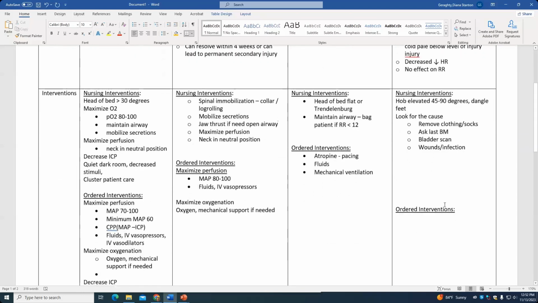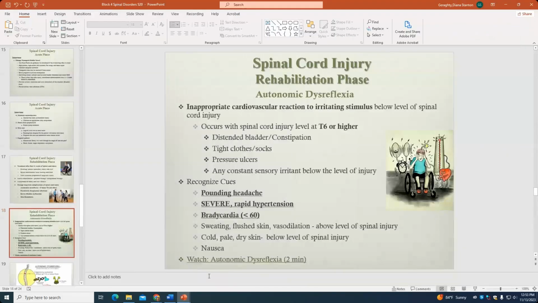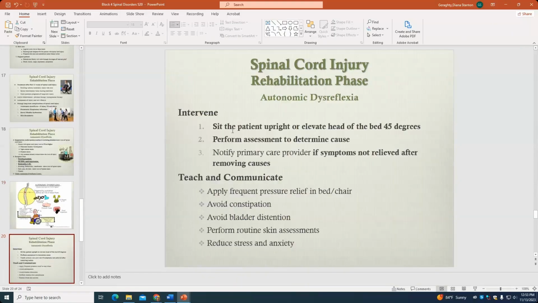What would ordered interventions be? What do we want to do that we would want a doctor's order for? What are our treatments eventually? So basically, I don't even have any interventions on here, because we want to set them up, figure out the cause, and we're just going to call the doc if we can't get rid of the cause, because that means we need some help in finding the cause. So whatever they're going to do.